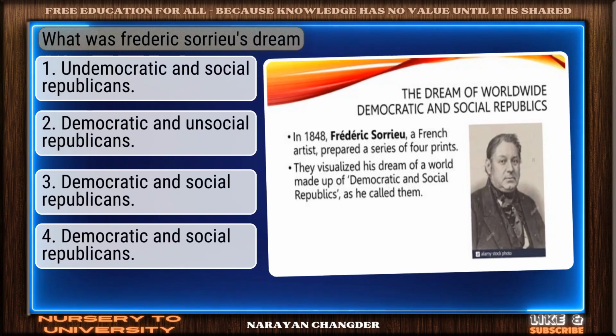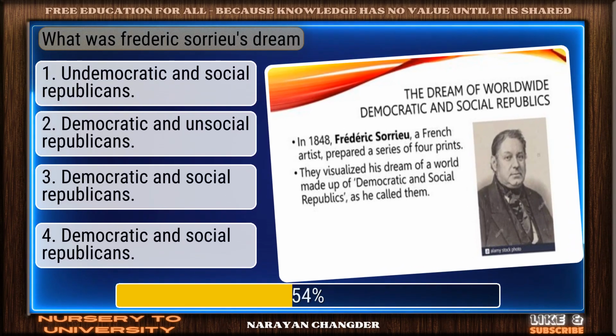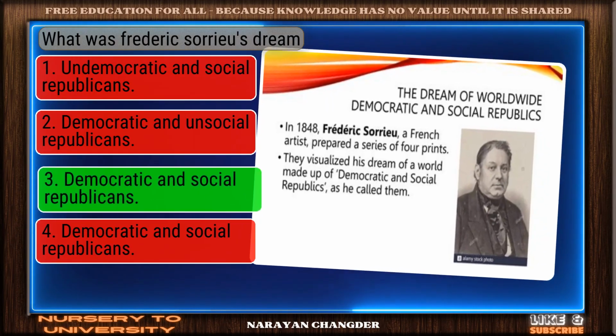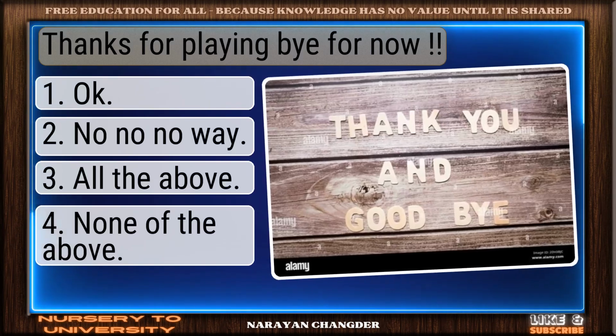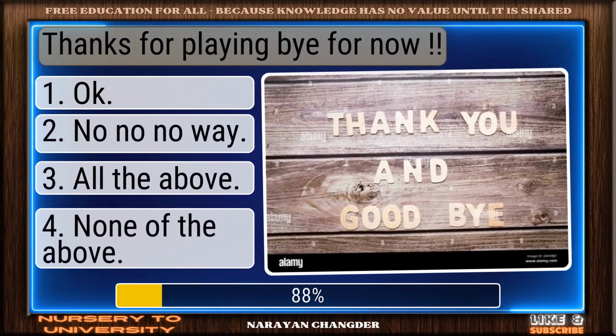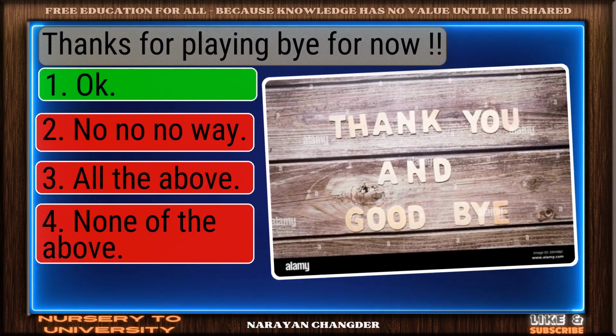What was Frédéric Sorrieu's dream? Nice selection. Democratic and Social Republics is correct. Thanks for playing. Bye for now. Good thinking. Okay is right.